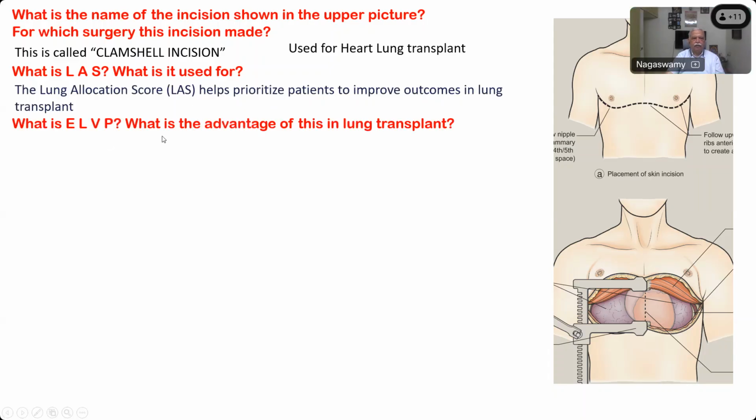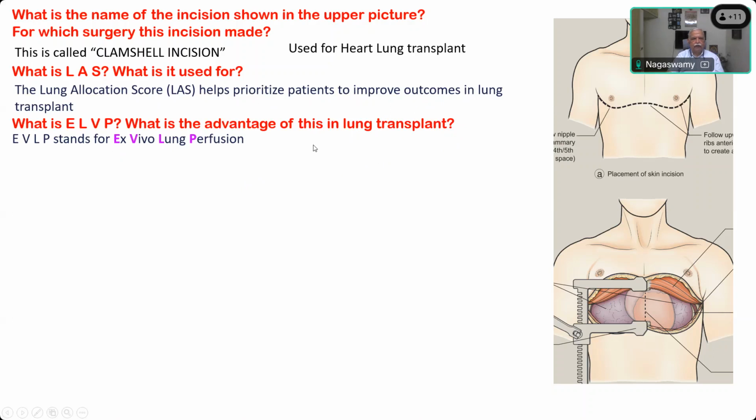What is EVLP? What is the advantage of this in lung transplant? I think none of you have had any exposure to lung transplant. Not done in Mayo? No, sir. Oh, not done in SIMS also? No, sir. Okay. So EVLP stands for ex vivo lung perfusion.